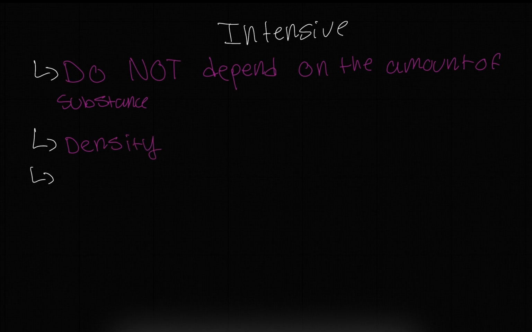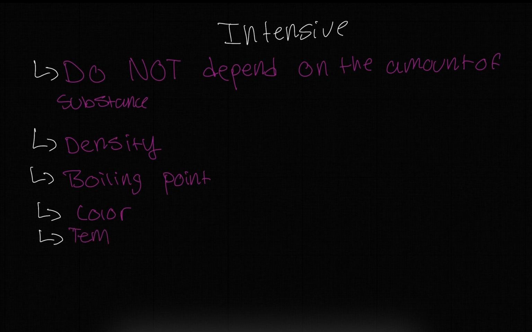We have boiling point. Doesn't matter if you have a liter of water or 10 gallons of water. Water's boiling point is 100 degrees Celsius, and that remains constant. We have color. Color will always stay the same. And we have temperature. These are all intensive properties because they completely disregard the amount of substance that you have.